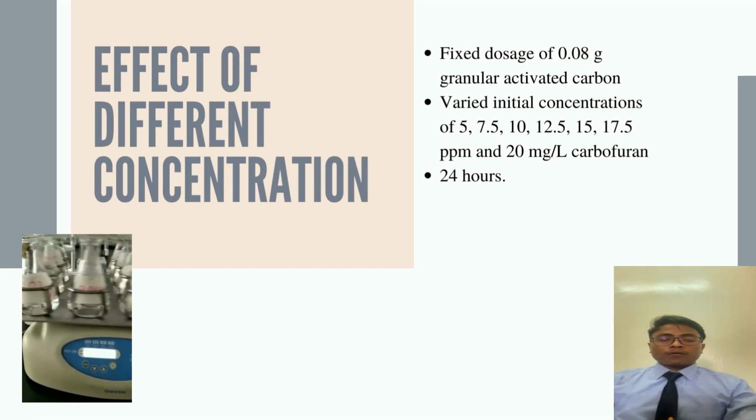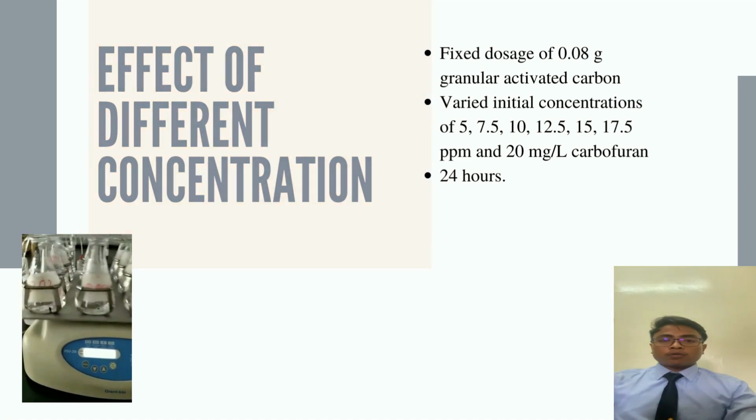For the effect of different concentration, a dosage of 0.08 gram of activated carbon was used, and initial concentrations of 5, 7.5 until 20 mg per liter carbofuran were used, run at the rotary shaker for 24 hours, and the condition is the same as the effect of dosage. And lastly, the sample was run at the UV-Vis.